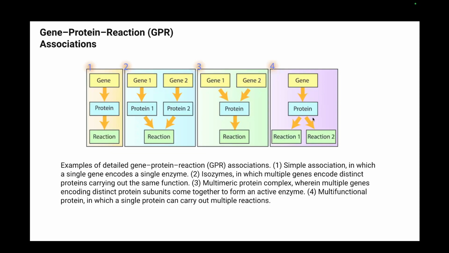Or it can be of this form as well, multifunctional. So one gene gives one protein, and now this protein is involved in two reactions. So this is where redundancies come from, right? Isozymes giving one reaction, and here one protein influencing two reactions.